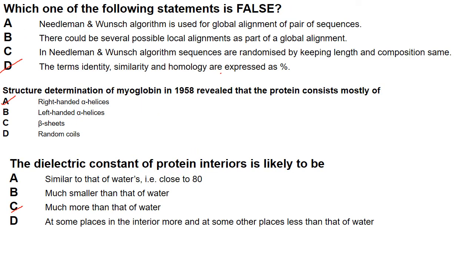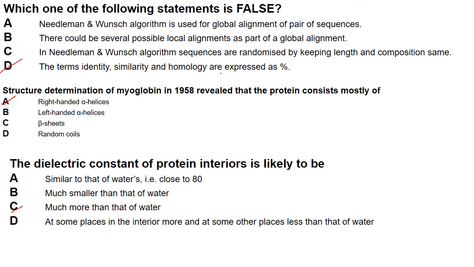Which one of the following statement is false? Needleman and Wunsch algorithm is used for global alignment. Yes. There could be several possible local alignment as part of a global alignment. Yes. In Needleman-Wunsch algorithm, sequence are randomized by keeping length and composition same. Yes. The term identity, similarity and homology are expressed as percentage. That is not correct, because only identity and similarity are expressed in percentage, but homology is not expressed in percentage.